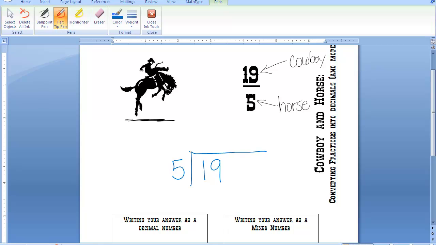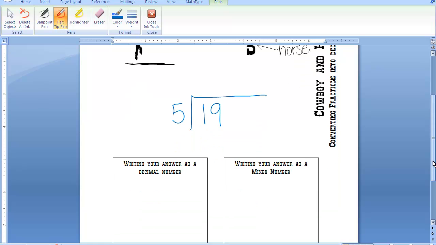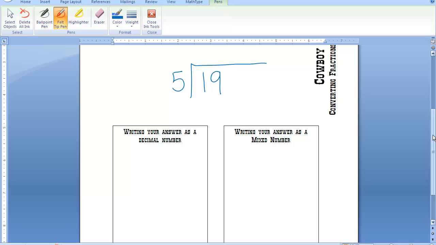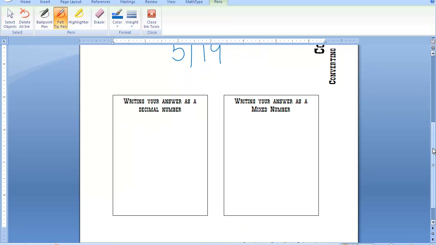Now, when we're taking a fraction, in this case it's an improper fraction because the number on top is bigger, we can divide and we can write our answer in two different forms. We can write it as a decimal number or we can write it as a mixed number. And we're going to go ahead and do both of those so that you can see just the two methods. So here it is again. Cowboy gets to go in the house and the horse has to stay outside.